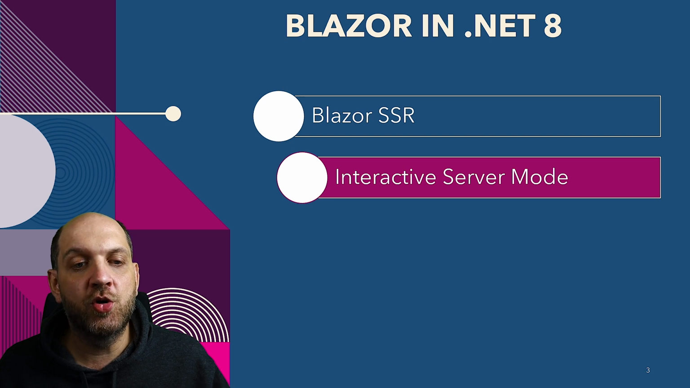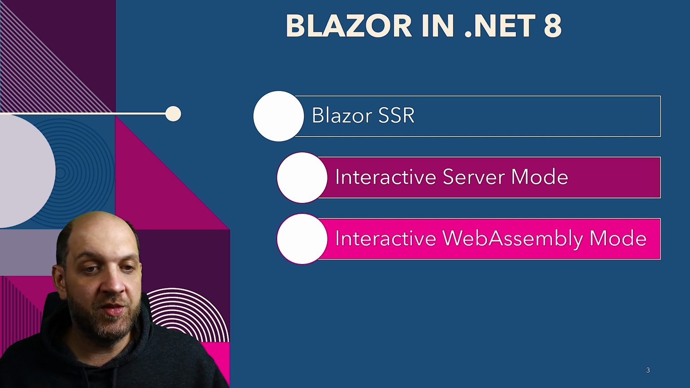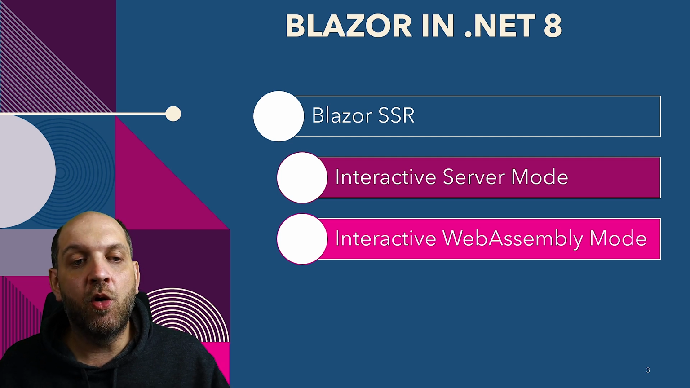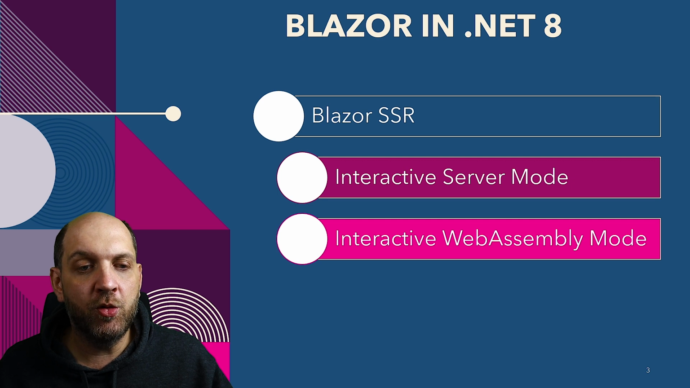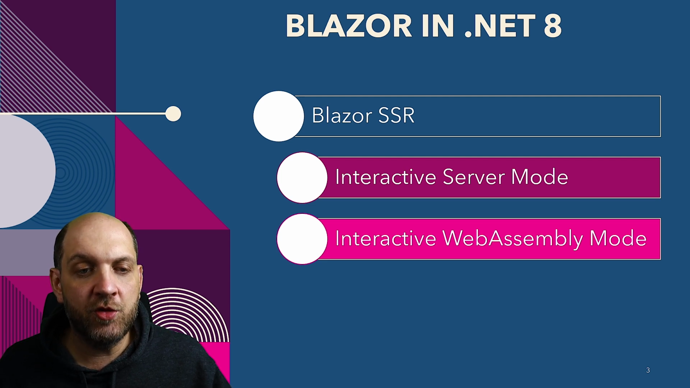But the choices obviously don't stop here. If you want an interactive mode that is similar to what we had in WebAssembly, then you can use interactive WebAssembly mode, which works exactly the same as the WebAssembly hosting model that we had in previous Blazor versions. The only difference in this case is that only when a component marked with interactive WebAssembly mode appears in the browser, only at that point do we download the .NET runtime and everything that's needed to run that component interactively in the browser.